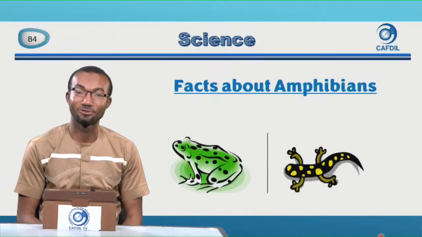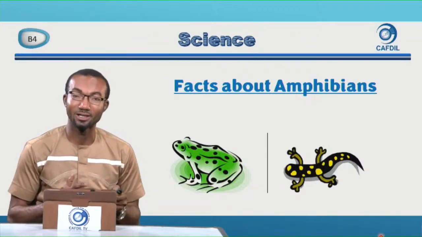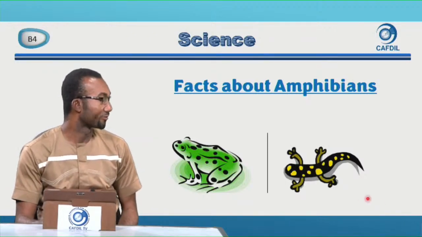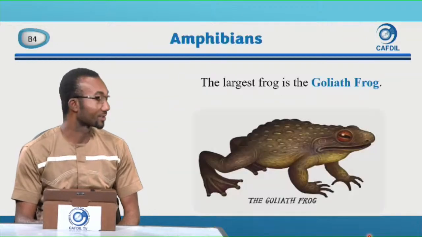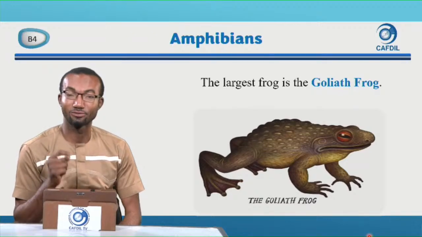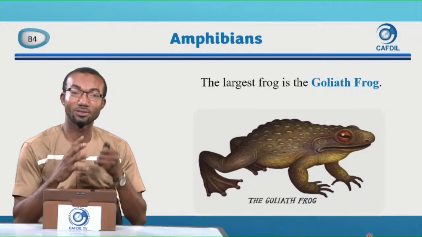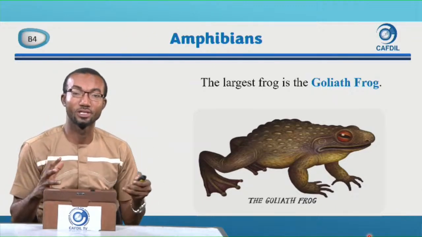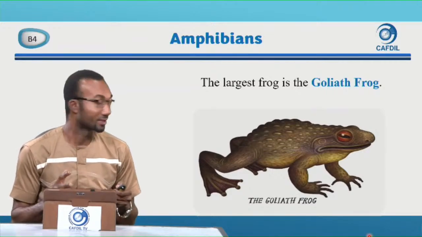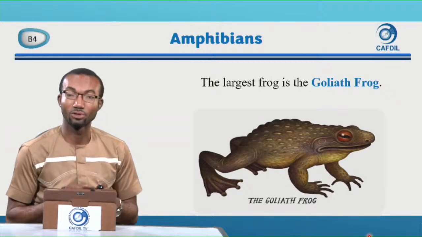Now let's look at some facts. We looked at some features. What makes these animals amphibians? Now let's look at some facts about amphibians. Some facts. Okay, the largest frog is the Goliath frog. In the Bible, when you hear about the word Goliath, you are talking about a very huge human being, as in the Bible, who fought David, and David defeated Goliath. So the largest frog is called a Goliath frog.